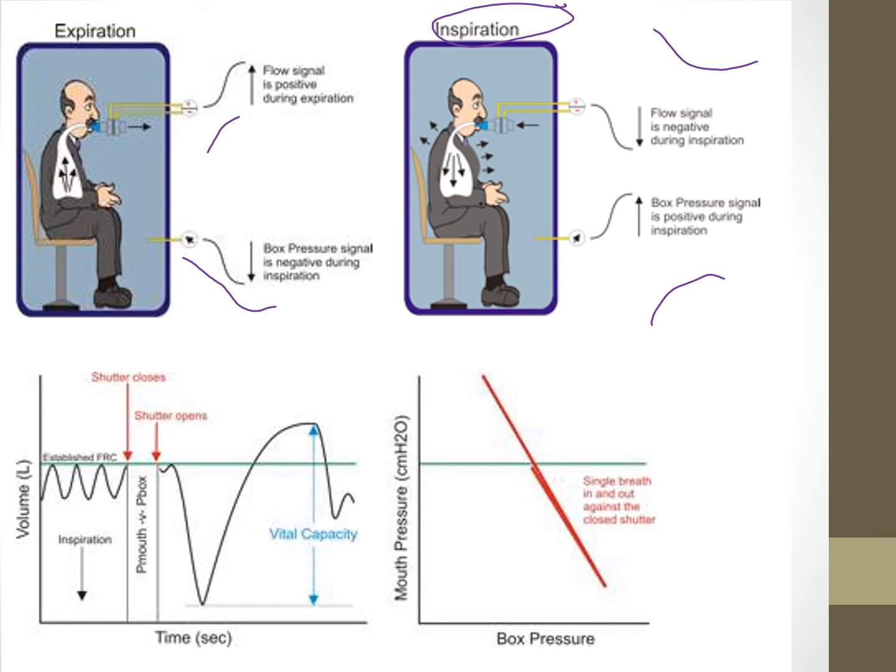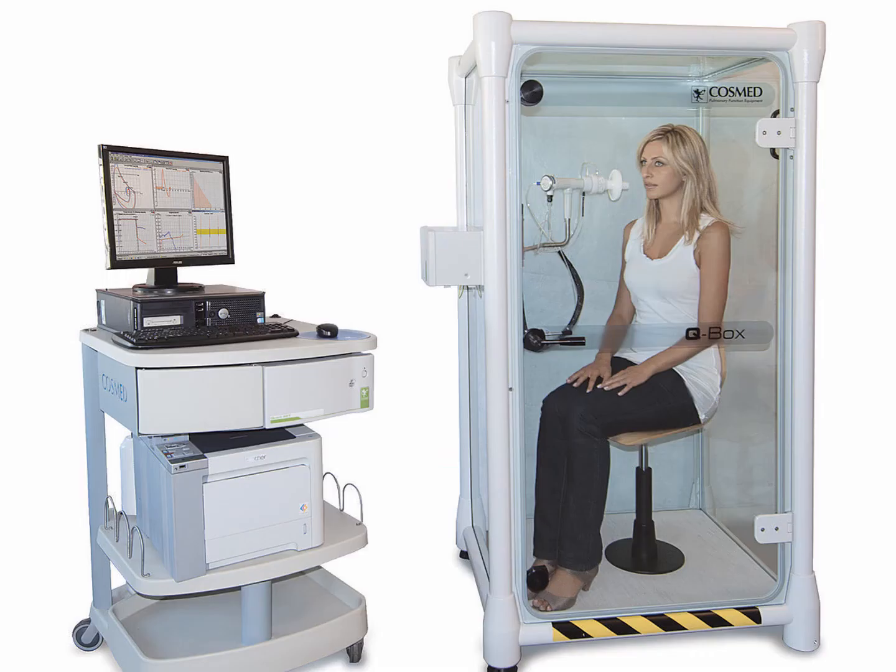Here you're seeing the shutter close. You might see that little skip there, and then box pressure, so you see it going up and down as they breathe. So that's what causes the waveform changes. This is a better picture, a non-cartoon picture. You put the patient in there, there's a little handle here, you close it, and you can still hear each other, and you're at the computer, coaching them through the breathing procedure itself.